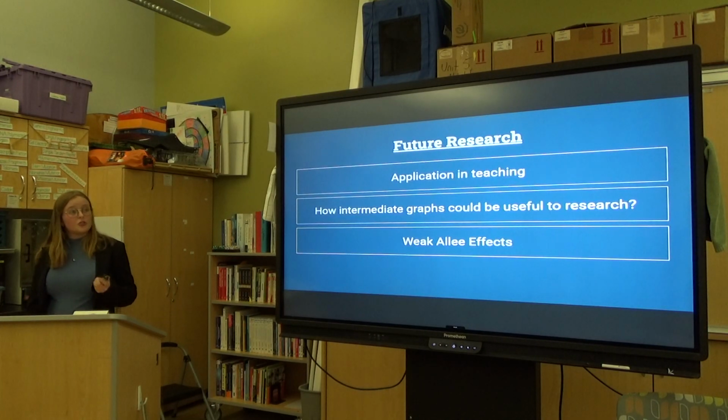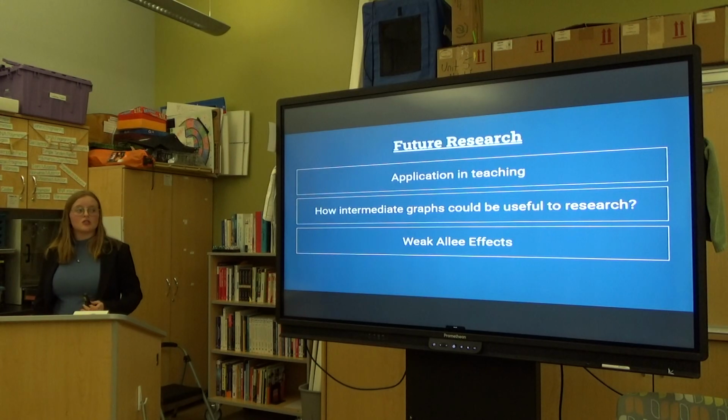Future research could look into whether the equilibrium solutions method is actually more effective in teaching, because I only focused on the two methods and not their application in teaching. Additionally, it could be looked into for different research goals whether intermediate graphs are used or can be used. And since I found only the patterns and trends for strong Allee effects, it would need to be researched further to see if weak Allee effects followed a similar trend with the same methods or if they followed a different trend.